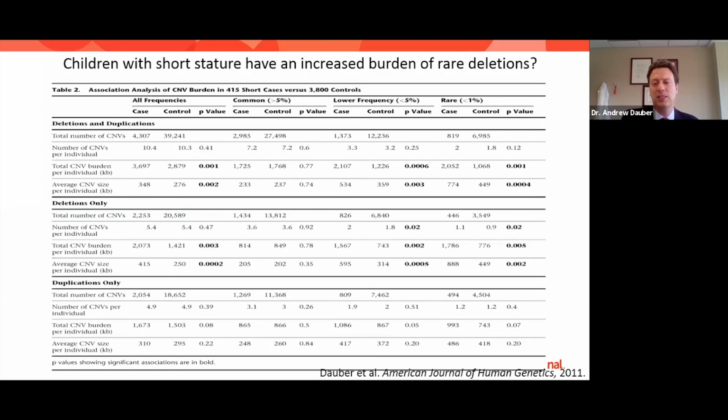And this was a study I did back in 2011, the details of which I'm not going to go into, but this was looking at whether individuals with short stature were more likely to have larger genomic deletions as opposed to individual sequence variants. And what we found was, yes, that individuals with short stature had a larger burden of rare genomic deletions, larger deletions.